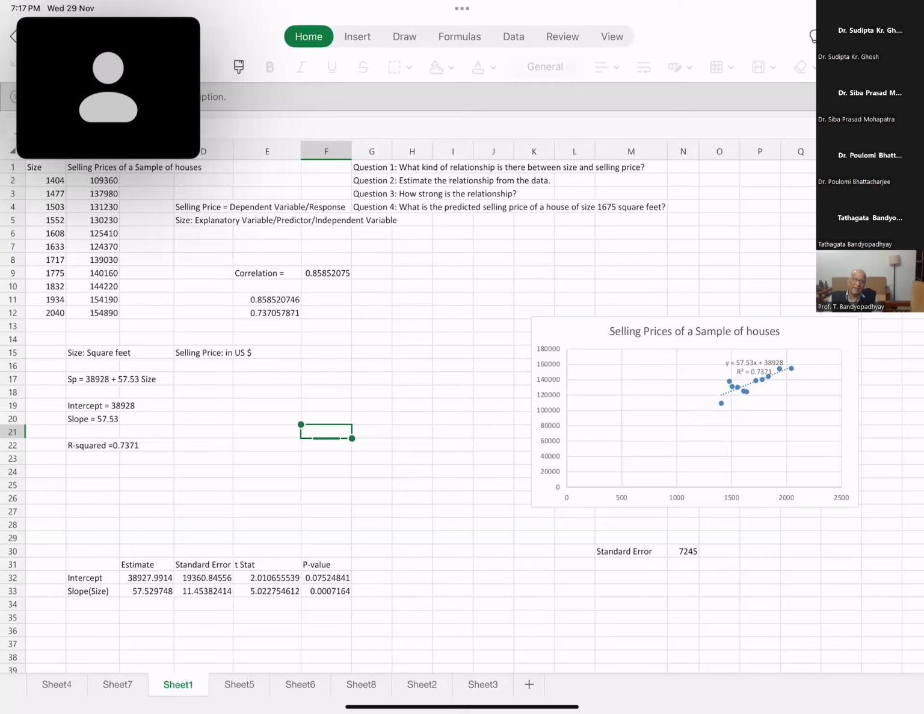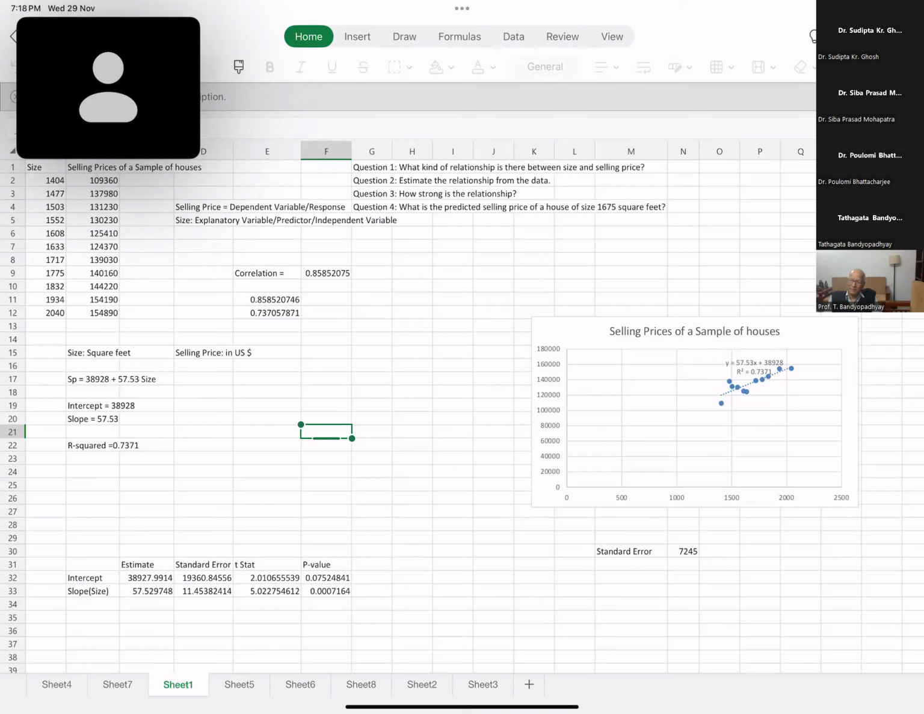Question two: estimate the relationship from the data. If you see that there is a relationship between the size and the selling price, can you find the relationship using a mathematical formula? The advantage of having a mathematical formula is this: if I plug in the value of the size in the formula, it will give me an estimate of the selling price. So can I develop a mathematical formula which gives the relationship between size and selling price? And that relationship you will estimate from data. Whatever data you have, from that data you need to find an estimate of the relationship between the two variables, size and selling price.